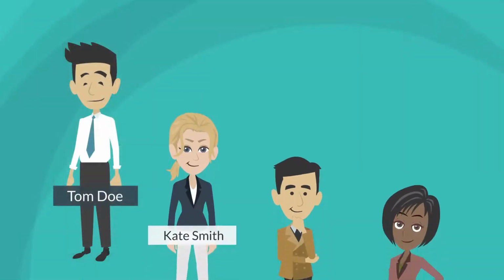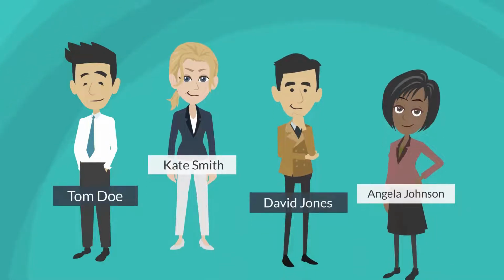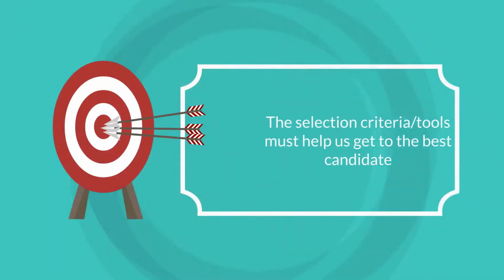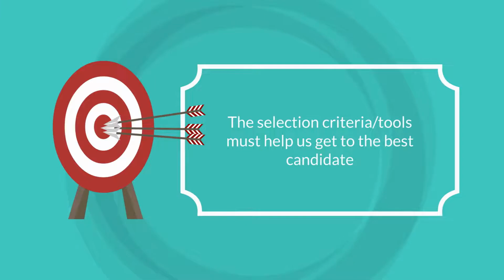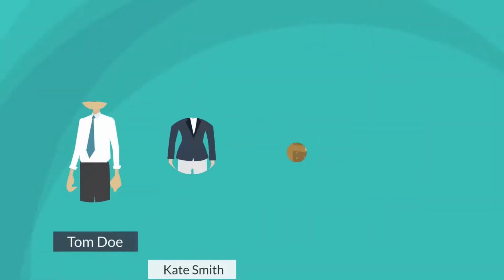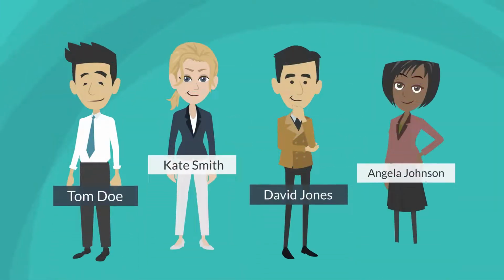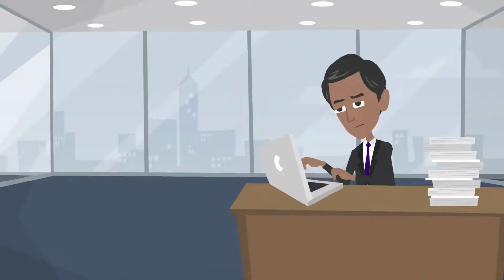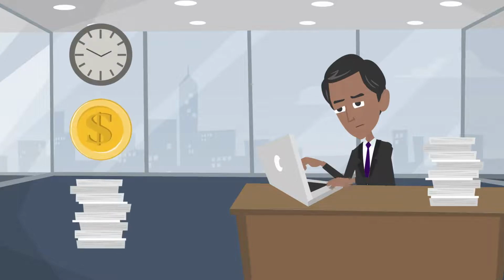Let's say that we have 4 candidates, Tom, Kate, David, and Angela, that we have to choose from. In order for us to hire one candidate, we will have to select based on certain criteria and some selection methods. The selection criteria or tools must help us get to the best candidate, because if we hired the wrong candidate, it will affect the productivity, and the HR will have to repeat the hiring process to get to the right candidate. All these steps will waste time, money, and effort.